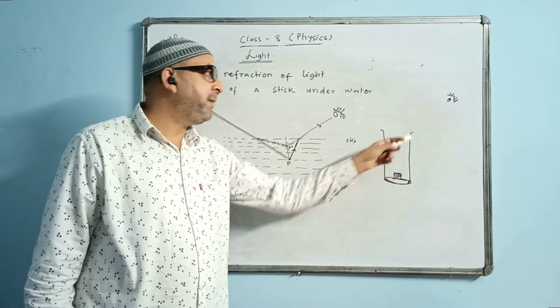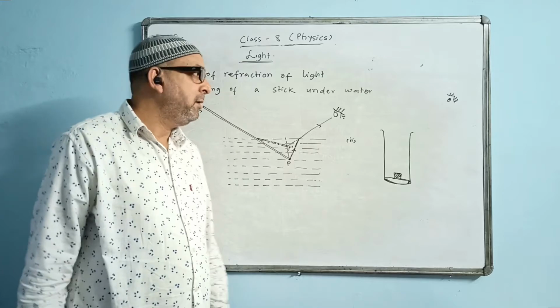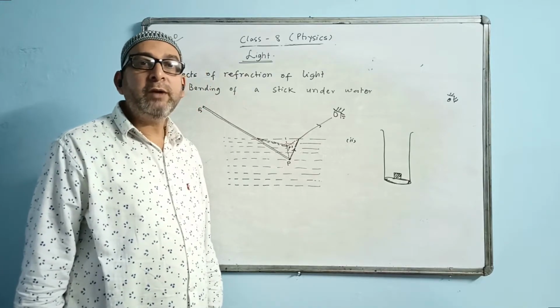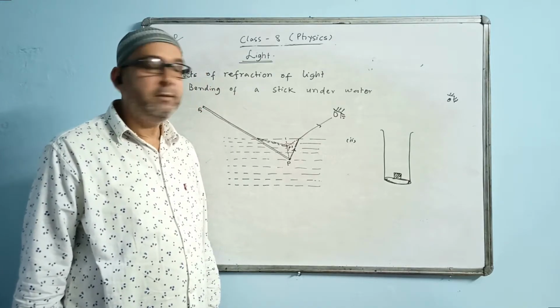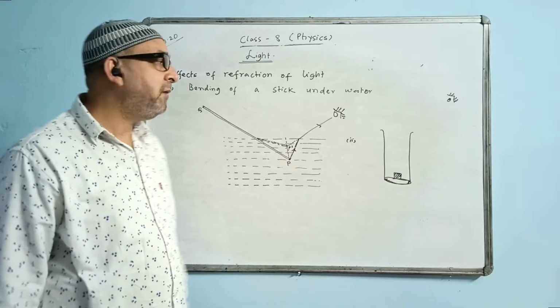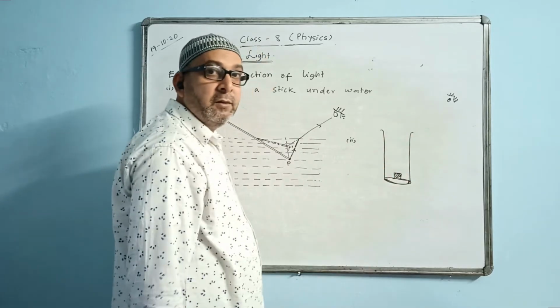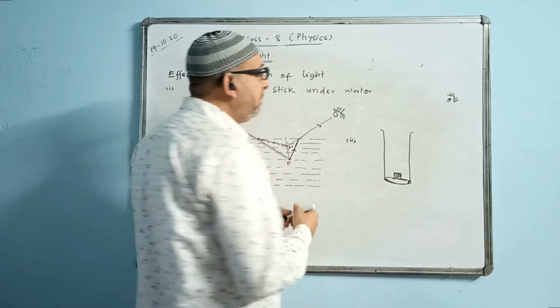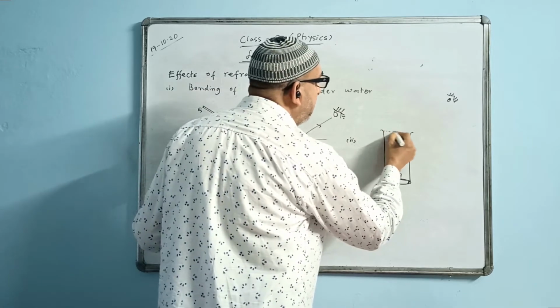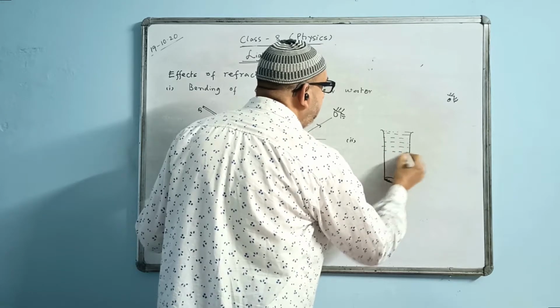This glass is not transparent, it is opaque, so a person out here at a particular level cannot see. What should he do so that he is able to see the coin? What answer will he give? The answer is that we have to fill the glass with water completely, not partially but completely like this.